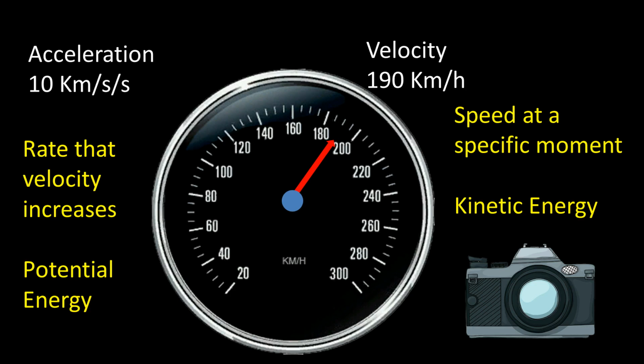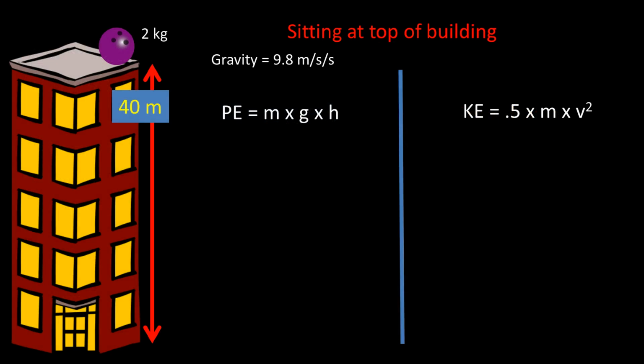All right, so let's go through some of the problems here. We have a 2-kilogram bowling ball sitting on top of a building, same situation that we just covered, and we're going to determine its potential energy and the kinetic energy. So here we have 2 kilograms. Gravity is at a rate of 9.8 meters per second squared, and it's 40 meters off of the ground.